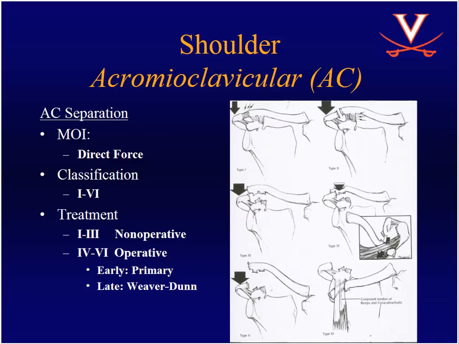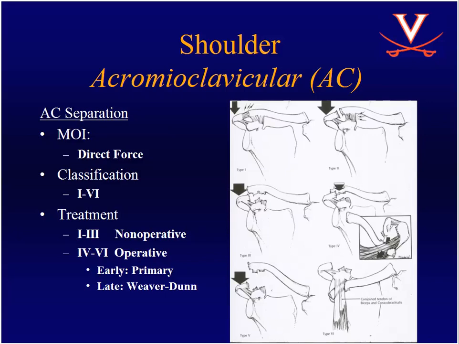AC separations are a result of a direct trauma and have classically been described in types 1 through 6. Type 6 has only been seen by one person one time, so I wouldn't worry too much about that. The real issue here is differentiating between types 3, 4, and 5. The way you do that is first with an axillary lateral radiograph, our emergency room doctor's favorite friend that he doesn't ever visit, and that is to look for a type 4 AC separation. You'll see on the axillary lateral the clavicle displacing backwards towards the trapezius or into the trapezius. That makes the diagnosis of a type 4 AC separation. So you need an axillary lateral for that one.